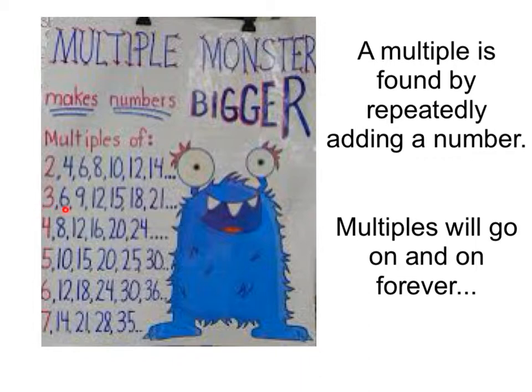3 plus 3 is 6. If I add another 3, I get 9. If I add another 3, I get 12. Another 3, I get 15. Another 3, I get 18. Another 3, I get 21, and that dot, dot, dot is because this keeps going. If I added 3 more to 21, I'd have 24, and I could keep adding 3, and all of these are multiples of 3.